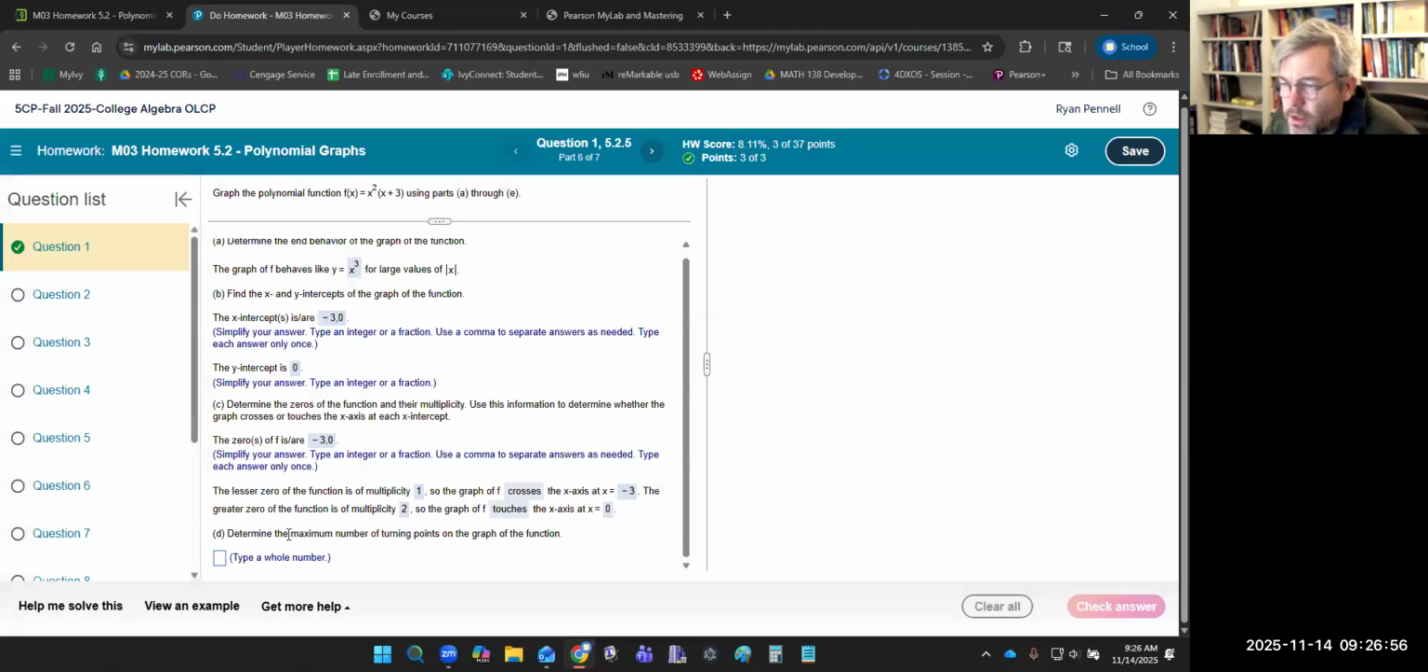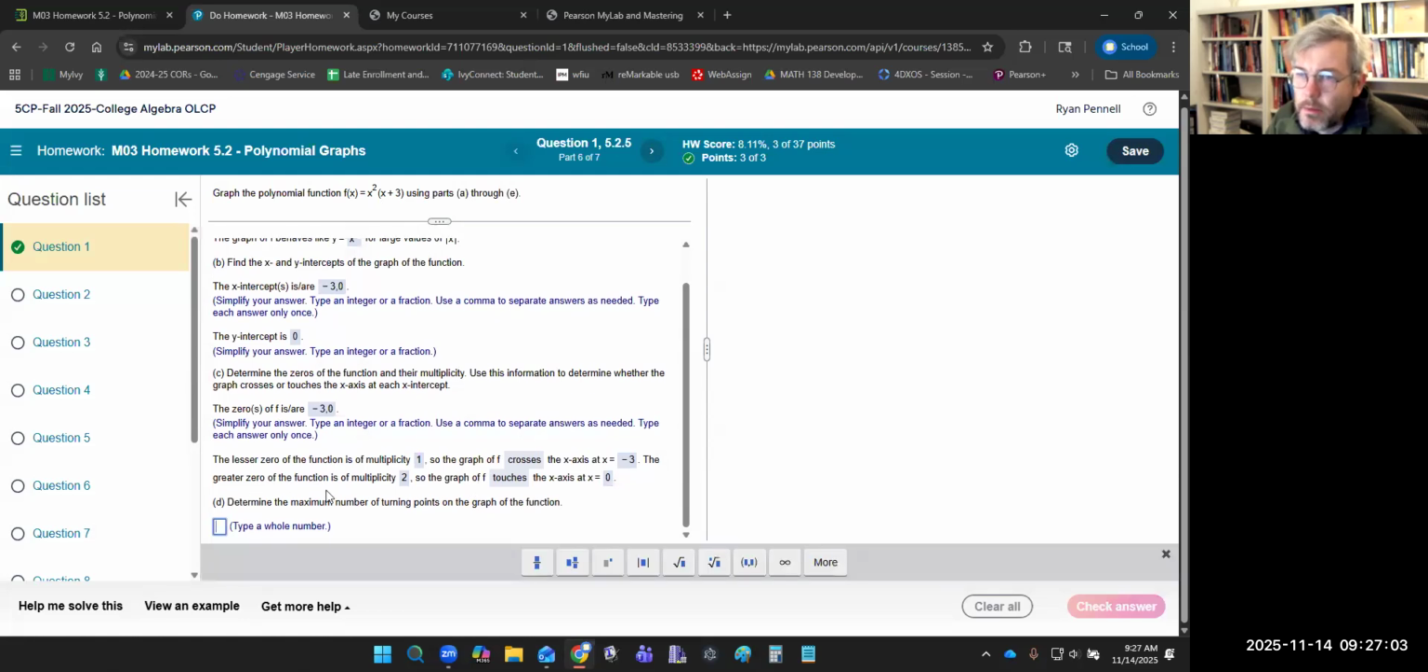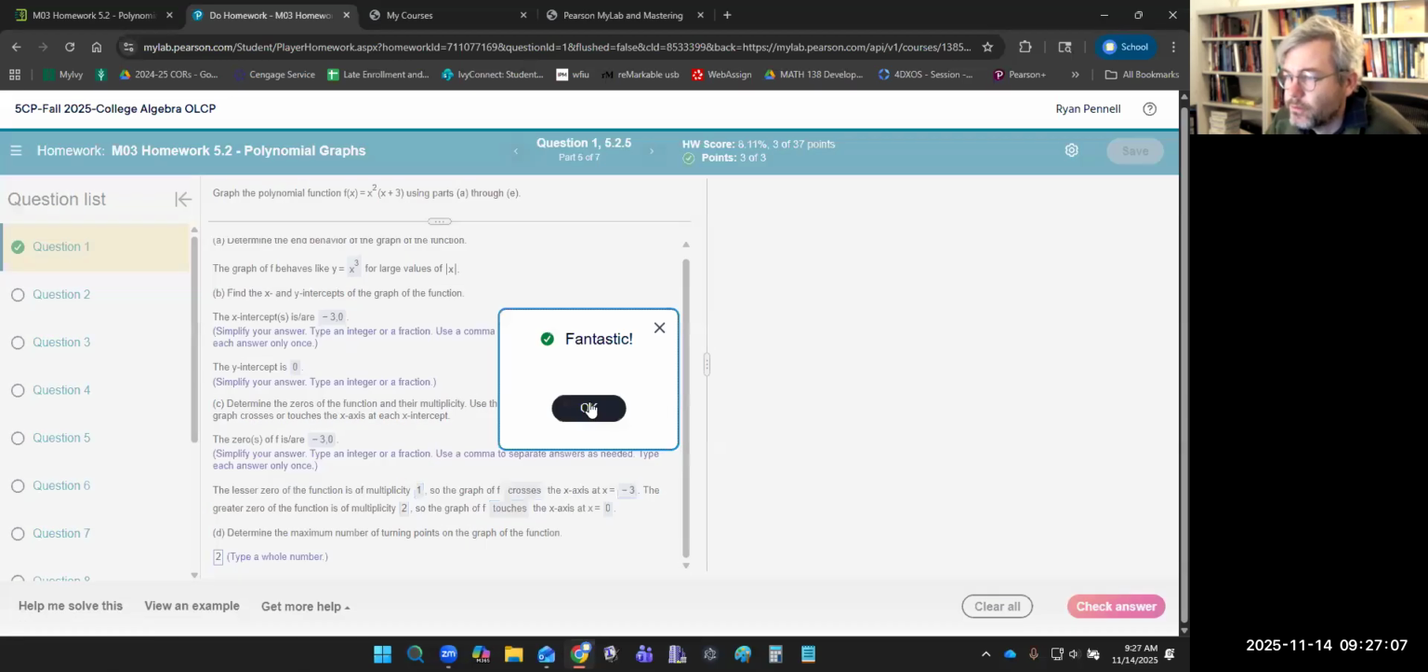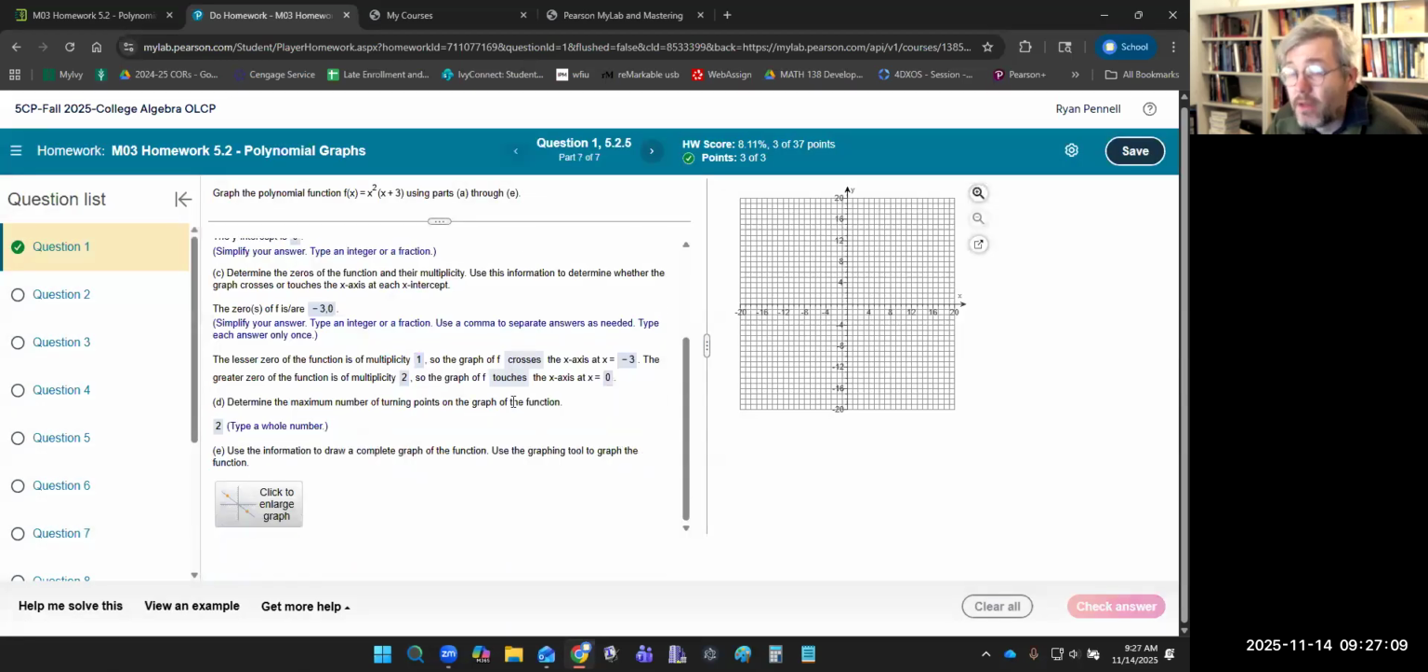Okay. And then determine the maximum number of turning points. Well, this is x cubed, so the maximum number would be 2. It's 1 degree less for a polynomial. All right, now the graphing. This was the actual question, was how do you graph something like this?